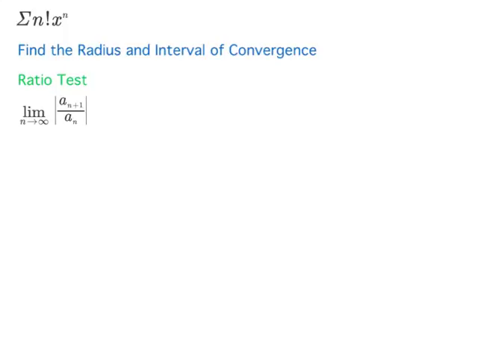Remember that a sub n plus 1 is just exchanging all the n's with n plus 1's, and a sub n is just the general term that you're given. So I will have the limit as n approaches infinity of n plus 1 factorial x to the n plus 1 over n factorial x to the n, and I'm missing absolute value bars, so let me throw those in. That's better. So I have the limit as n approaches infinity of the absolute value of a sub n plus 1 over a sub n. Now I want to simplify, which means combine my factorial terms and combine my x to the power terms.